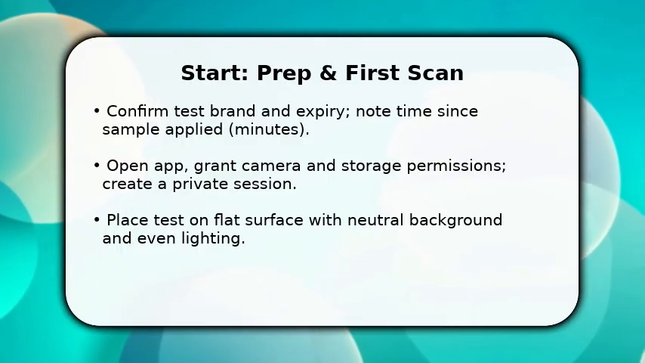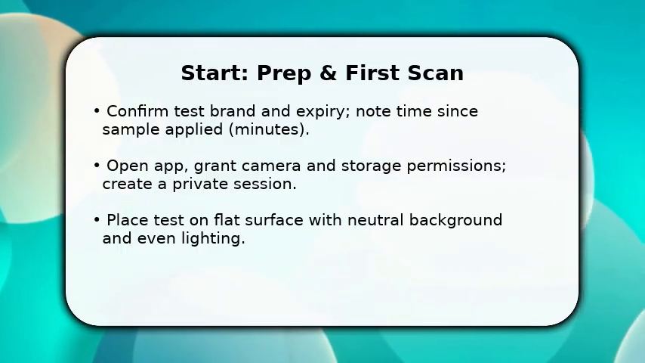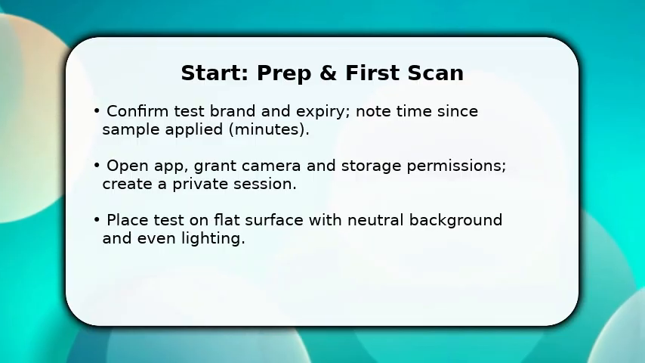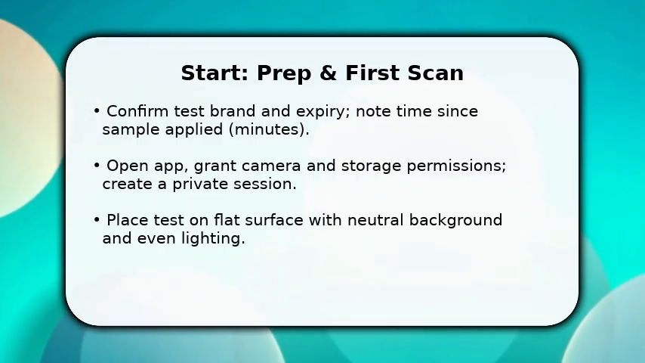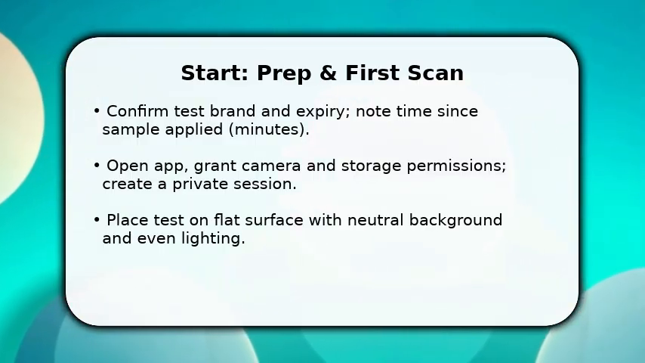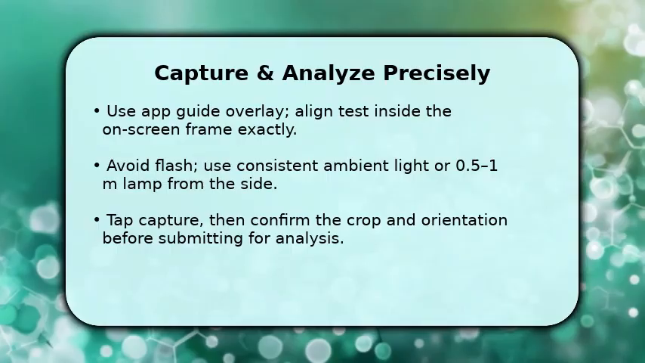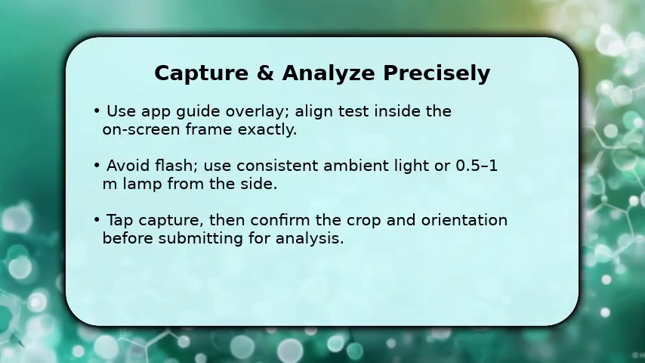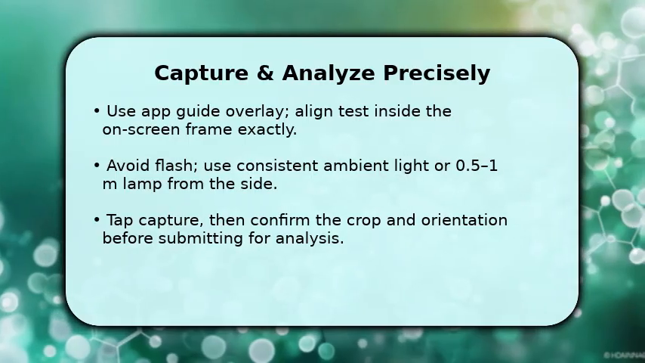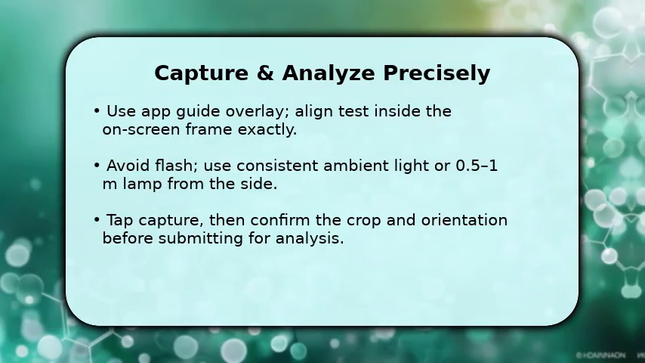Place the test on a flat, neutral background and move to even lighting. This reduces glare and helps the algorithm read faint lines accurately. Now position the phone directly above the strip and frame it tightly. Now follow the app's guide overlay and align the test precisely within the on-screen frame. Correct alignment ensures the algorithm targets control and result windows.